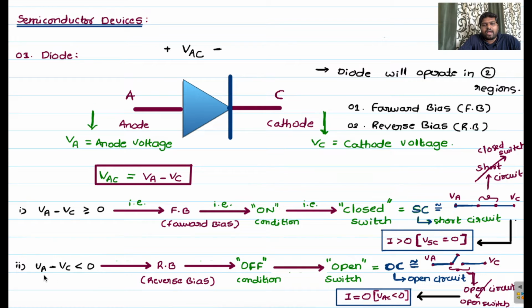In the second case, Va minus Vc less than 0. Greater than or equal to 0 is over. Now we consider Va minus Vc less than 0, that means the potential difference between these two terminals is less than 0. That is called the reverse bias condition. In this reverse bias condition, the diode acts as an off condition, otherwise an off switch, which can be treated as an open switch, otherwise called an open circuit. This is the equivalent configuration for open circuit, Va and Vc.